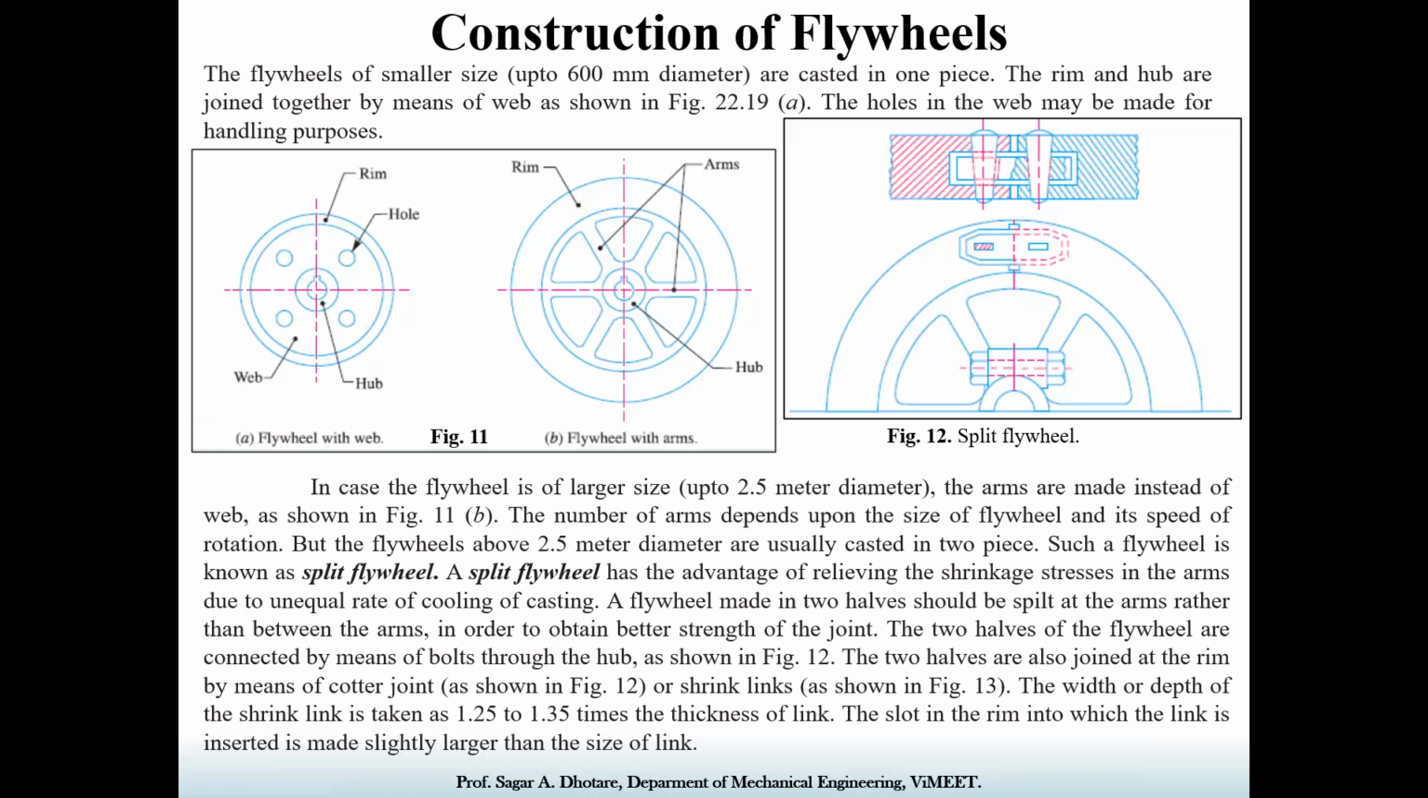The advantage of this kind of flywheel, the split flywheel, is relieving the shrinking stress in the arm due to the unequal rate of cooling of the casting. If a flywheel is made in two halves, it should be split at the arms rather than between the arms in order to obtain better strength of the joint. Okay, you can see in figure number 12.